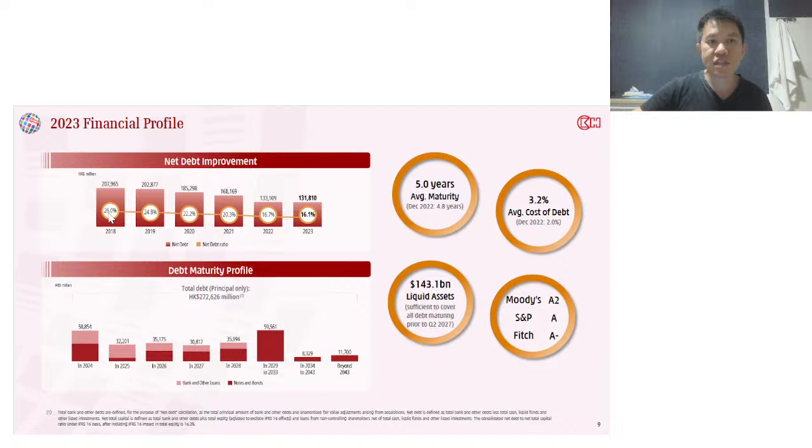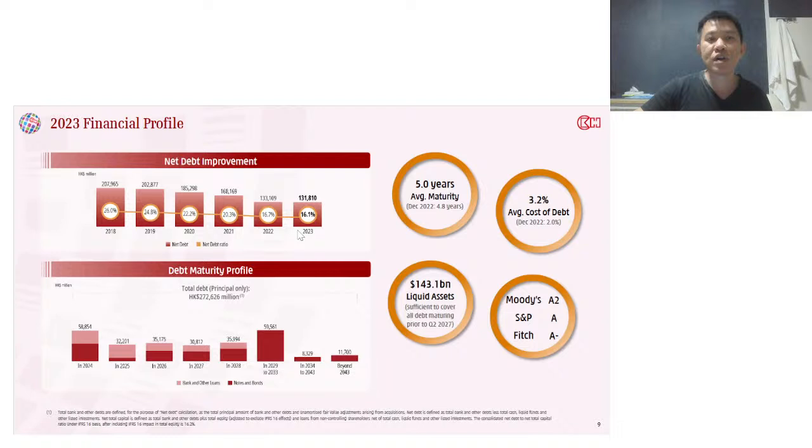The good thing is that over the past few years, I think he has very good foresight that the interest rate will be coming up. So they continuously gear down. Their gearing is only 16%, so the gearing is low. Their borrowing cost, because of their blue chip status, is just 3.2%. So I think their debt is very manageable. But I don't like that it's a geared company.